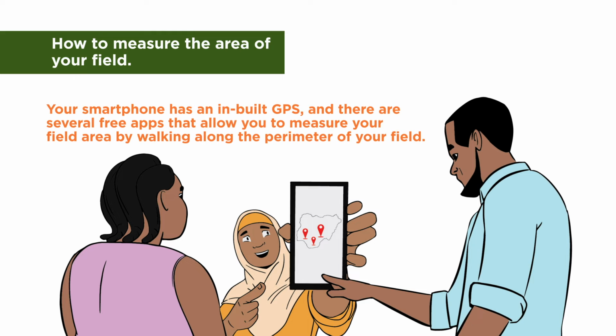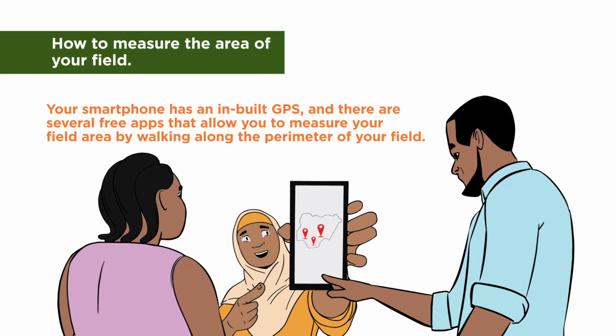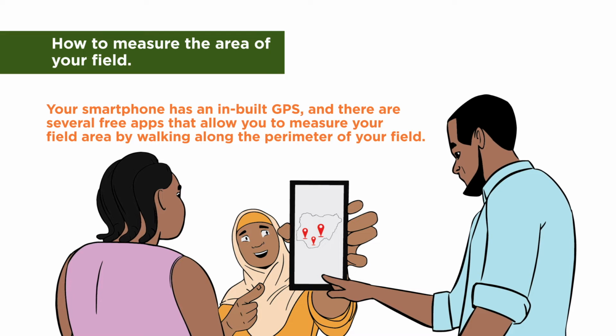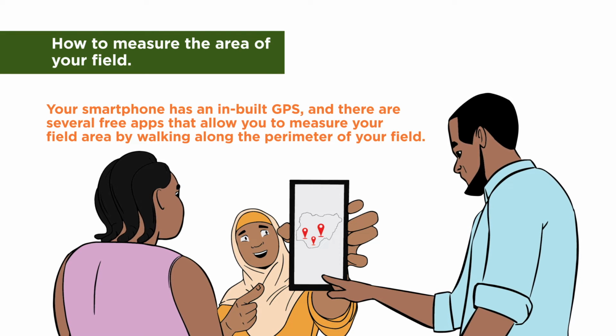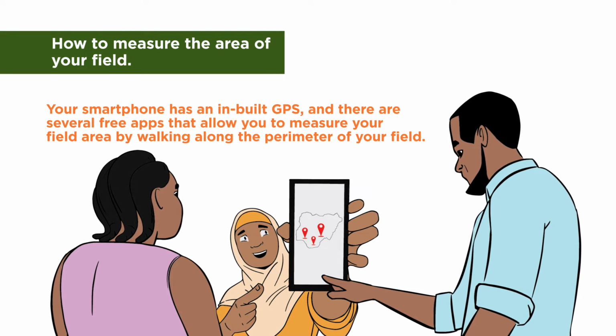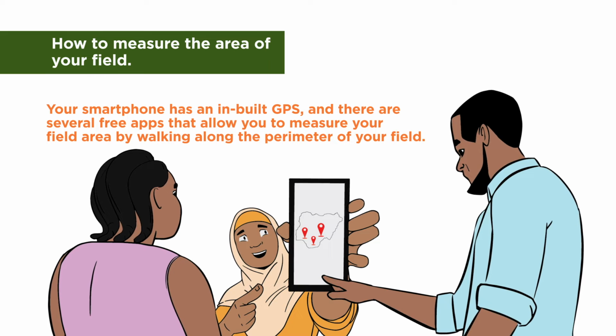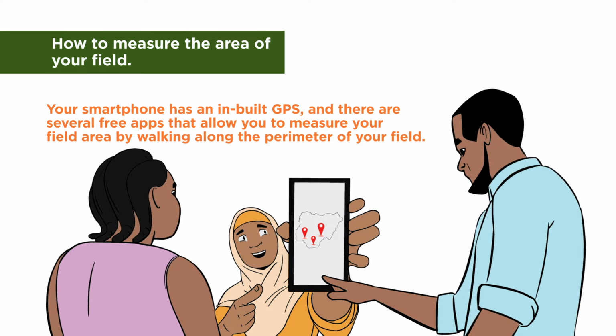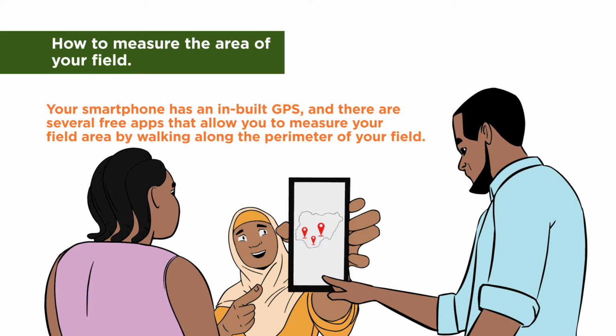You can also use your smartphone. Your smartphone has an inbuilt GPS, and there are several free apps that allow you to measure your field area by walking along the perimeter of your field. If you do not own a smartphone, ask your local extension agent to help you out.